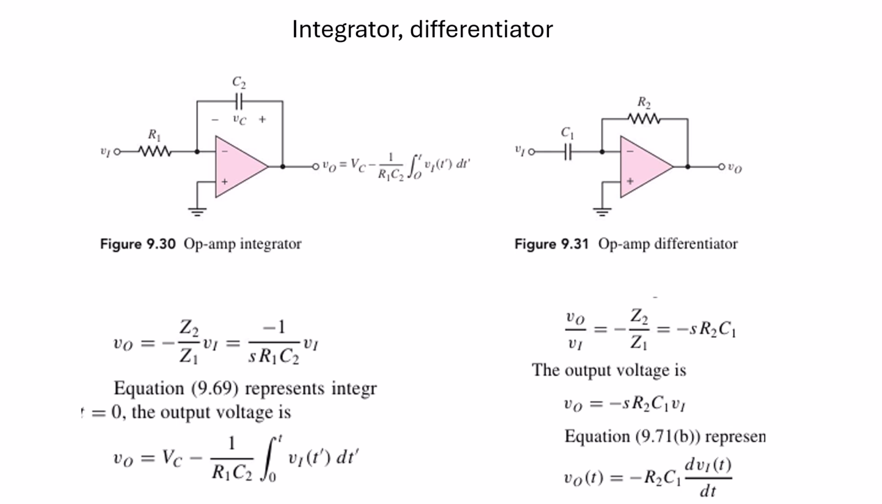R2 is in feedback in the differentiator circuit and the capacitor is on the input side. If we find out the output voltage, then it will be equal to minus of R2 C1 and the derivative of V1 divided by dt. That is why this is called the differentiator circuit, since the output voltage will be the derivative, that is the differentiation of V1, the input voltage. Here you can remember, if your capacitor is on the input side, then it will act as a differentiator, and if your capacitor is in the feedback, then it will be considered an integrator circuit.